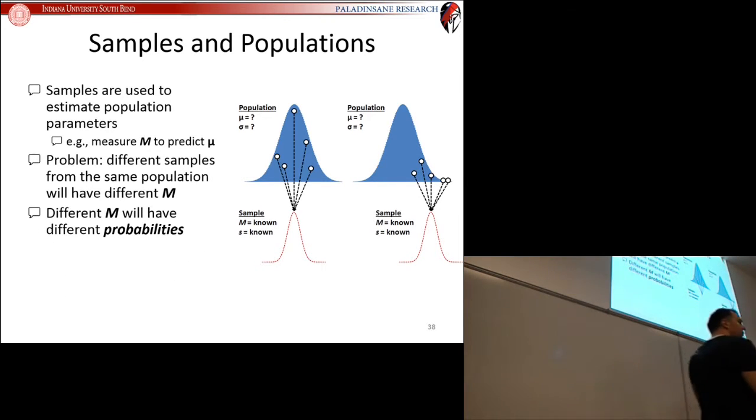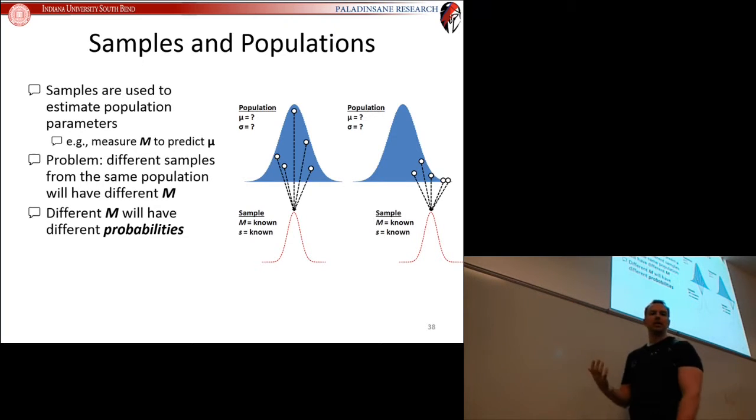So the way that we get around this, or the way that we solve this challenge, is we realize that different sample means have different probabilities. So different sample means will occur with different probabilities. They'll occur with more or less likelihood.